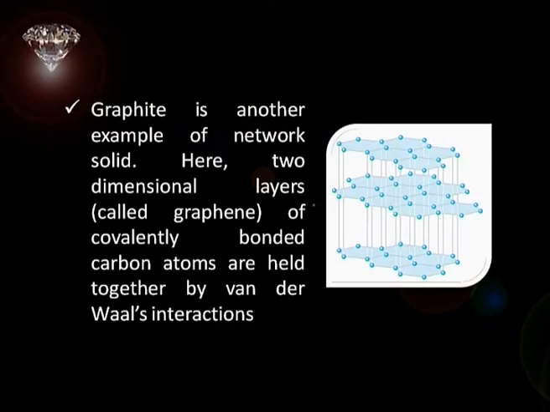In this case, what you see is that there are layers. There is a two-dimensional layer. Each layer is called graphene, wherein the carbon atoms are linked together by covalent bonds, and between the two layers there are weak van der Waals interactions. That's why graphite is softer, because of this third dimension there. In two dimensions, in the layer, it is covalent linkage, very strong, but between the two layers the interaction is weak. That's why it is very soft.